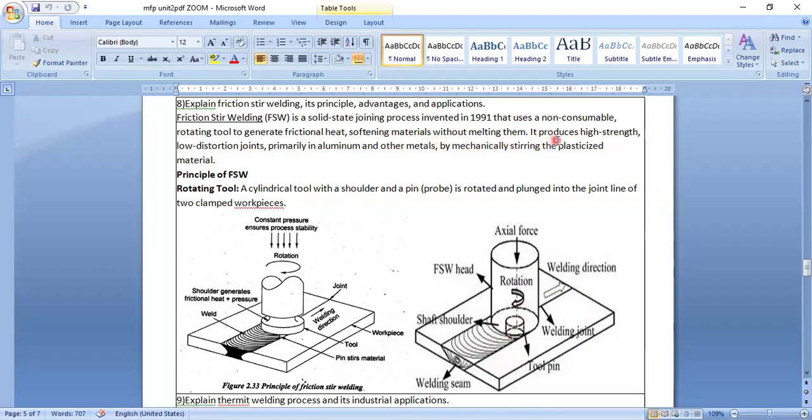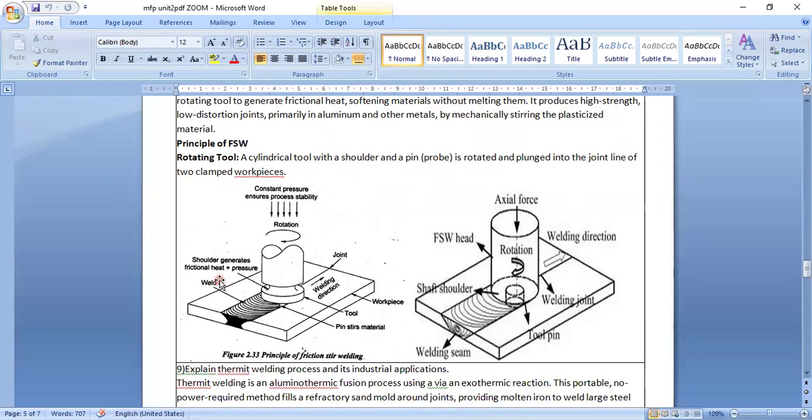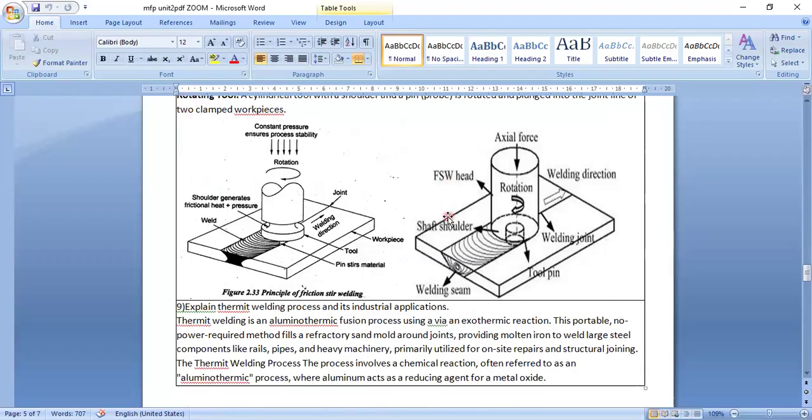Softening of the material is done. It produces high strength, low distortion joints, primarily in aluminum and other metals, by mechanically stirring the plasticized materials. So this is the principle of the rotating tool. A cylindrical tool with a shoulder and pin. This pin is rotating. The probe is rotated and plunged into the joint line of clamped workpieces.